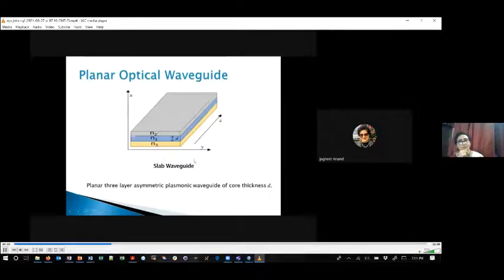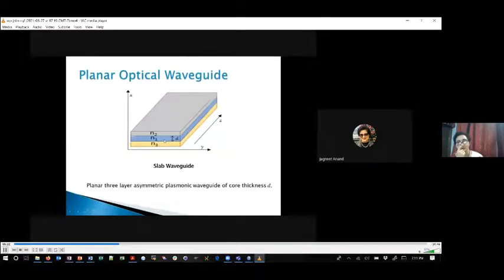It is infinite in extent in the y direction, the transverse plane is the x direction, and the direction of propagation is taken as z. And d is the thickness of the core, which is metal in this case. This is an absorbing structure, because the refractive index of the core is a complex quantity.